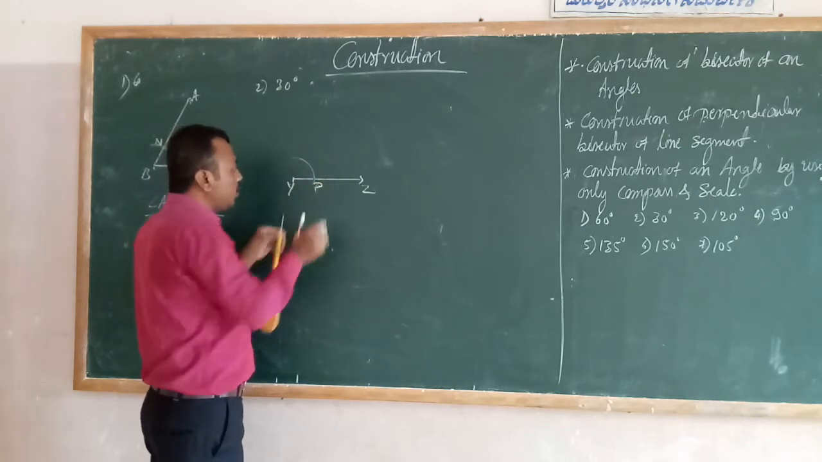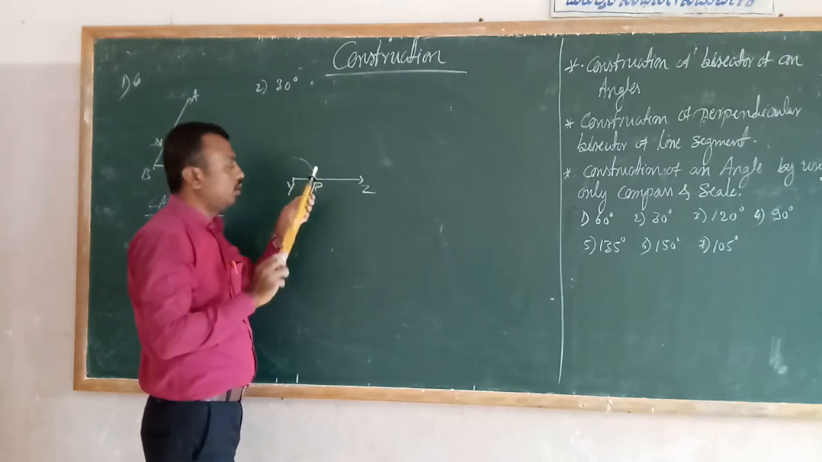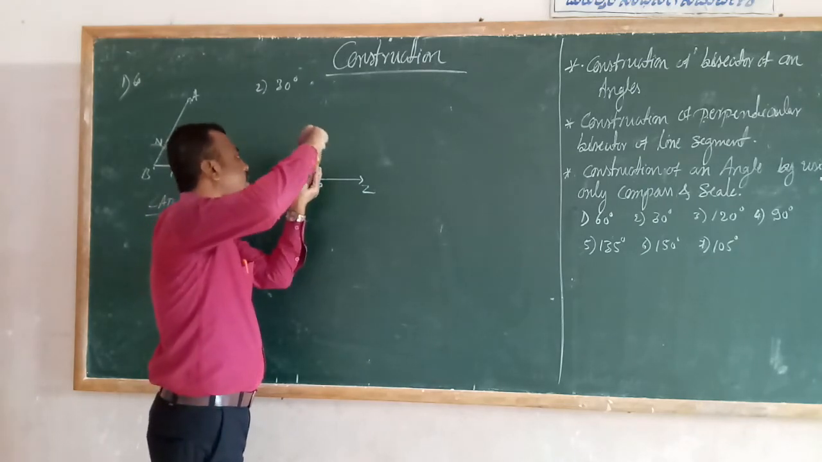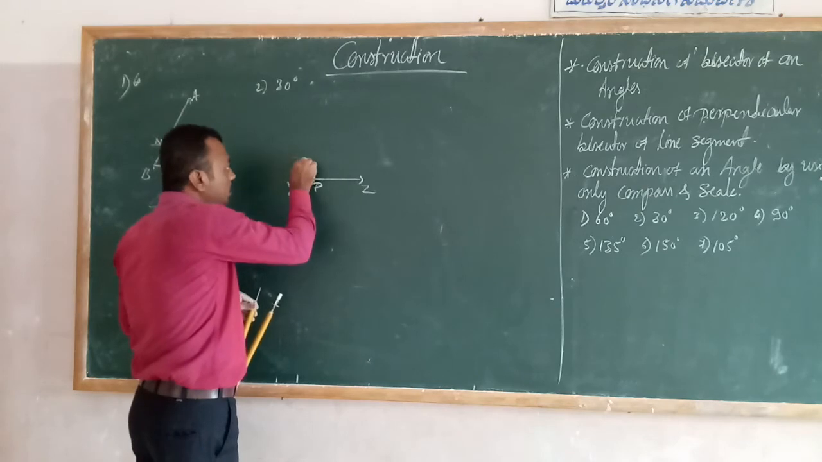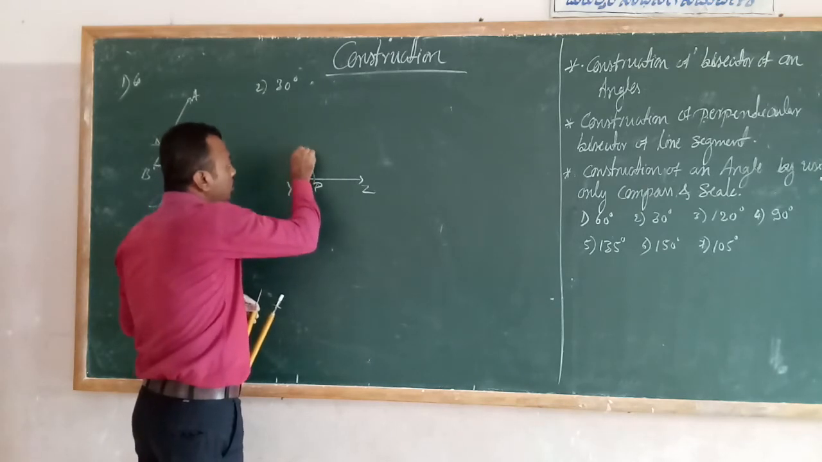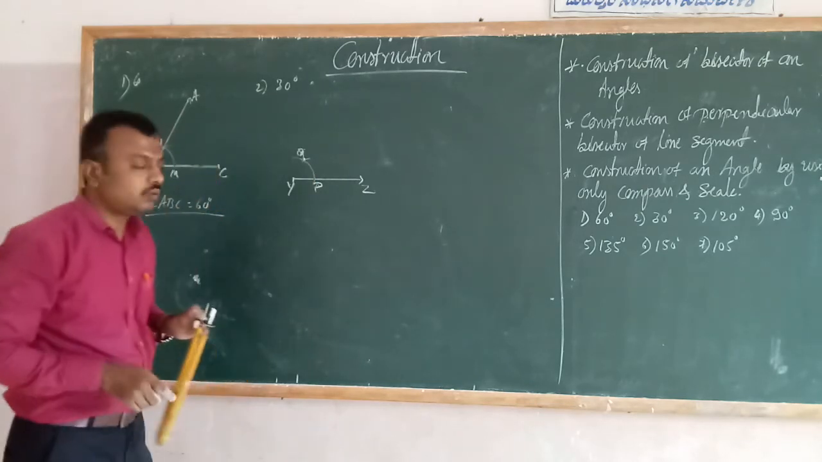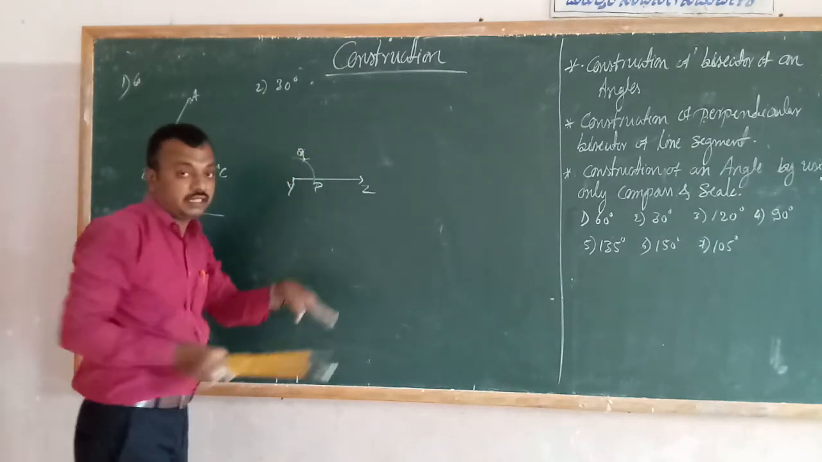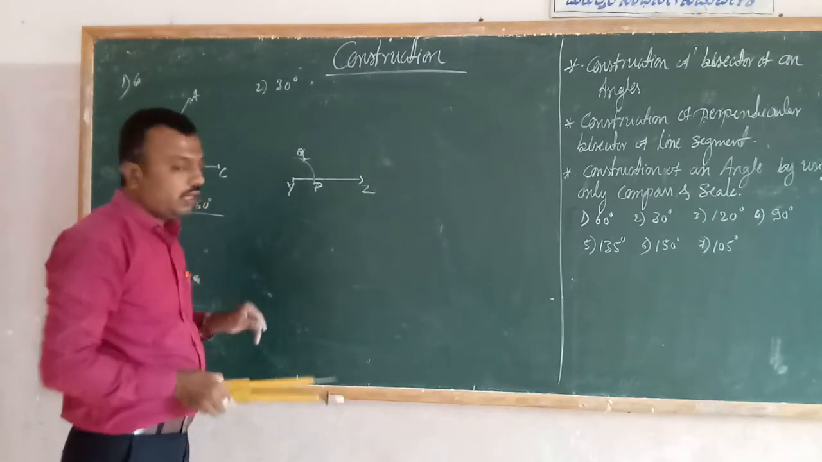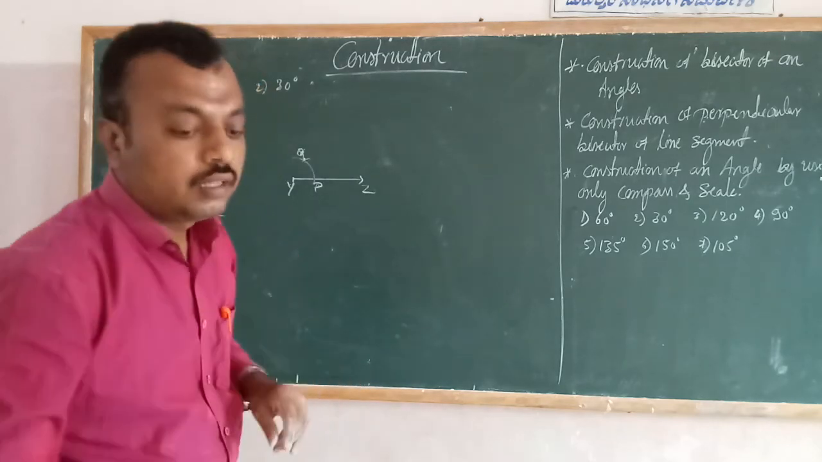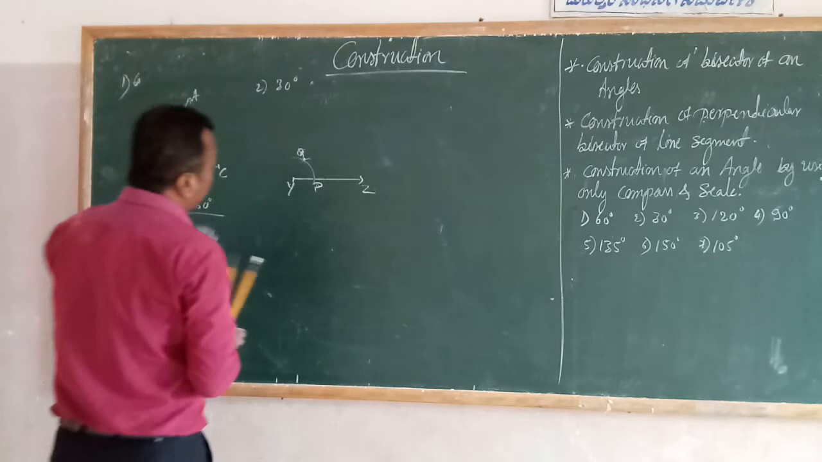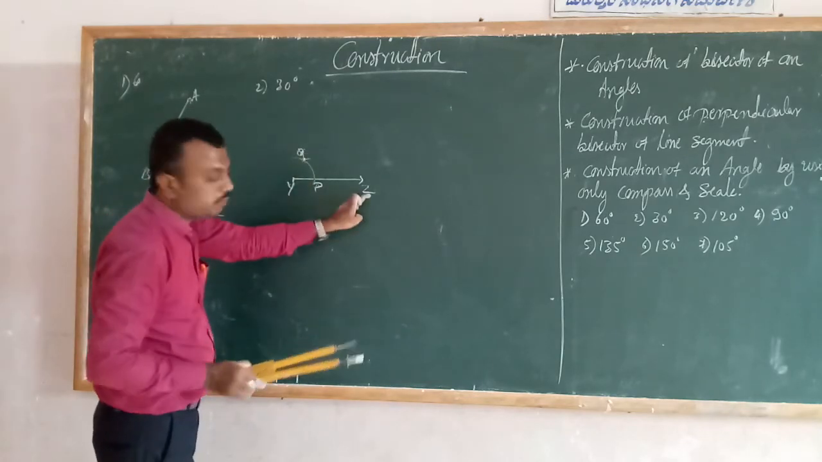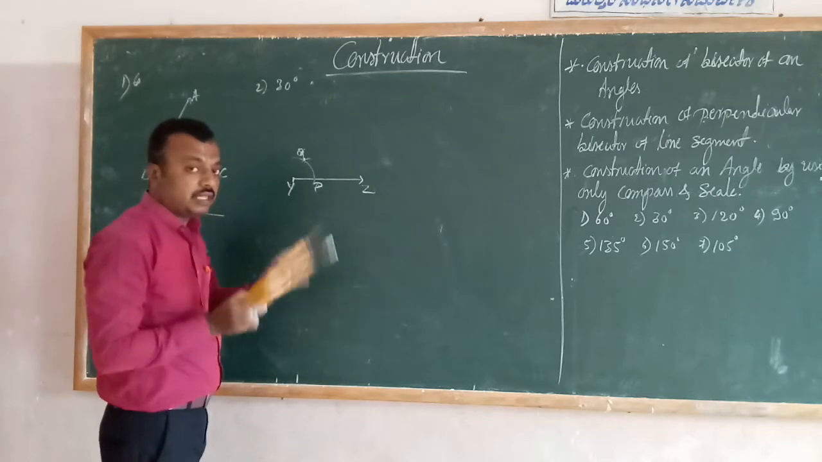Next, keep on the point B with the same radius from the compass and cut one arc. This mark is called as Q. Now if you join Y and Q, it makes a 60 degree. Is it right? But what do we have to construct? 30 degree. So that's why this is 60 degree. This angle has become 60 degree. This angle you have to bisect.